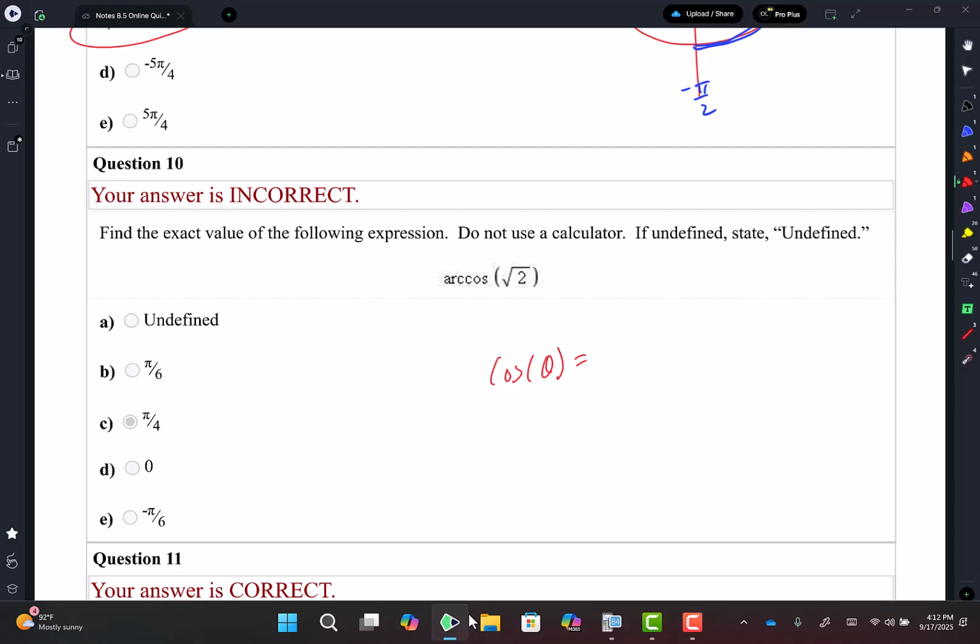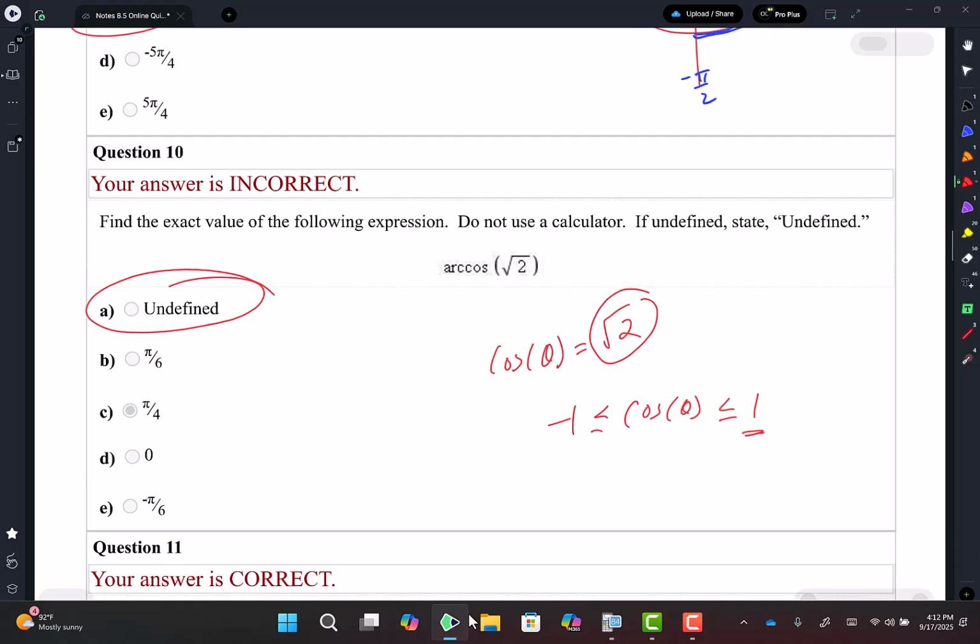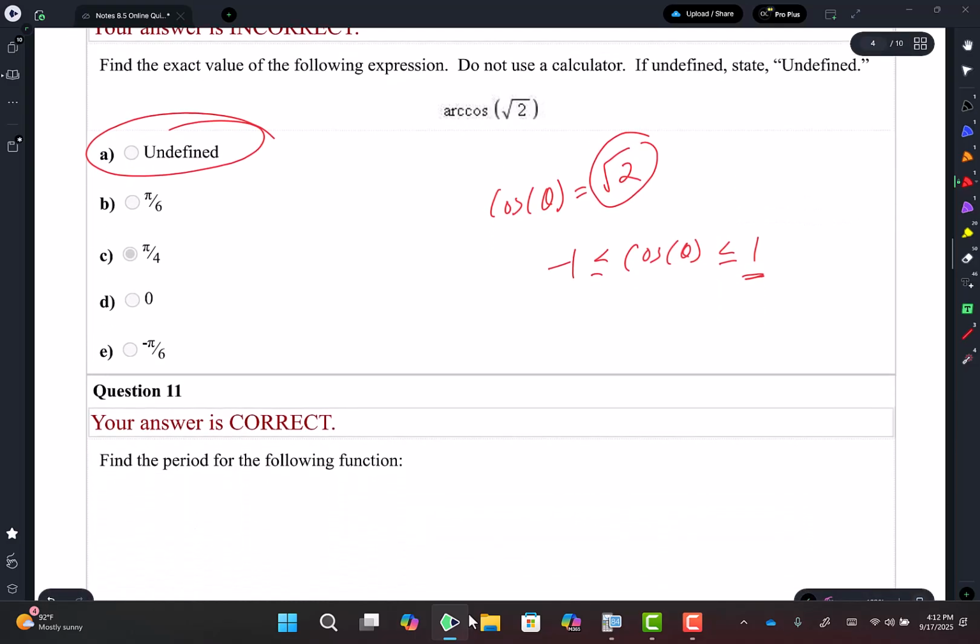So this means cosine of theta equals square root of 2. This is not possible, because cosine theta has to be between -1 and 1. Square root of 2 is a bigger number than 1. So undefined, not possible. There's no angle that will give me square root of 2. I'm almost done, miss. Give me like 10 more minutes and I'll be done here.